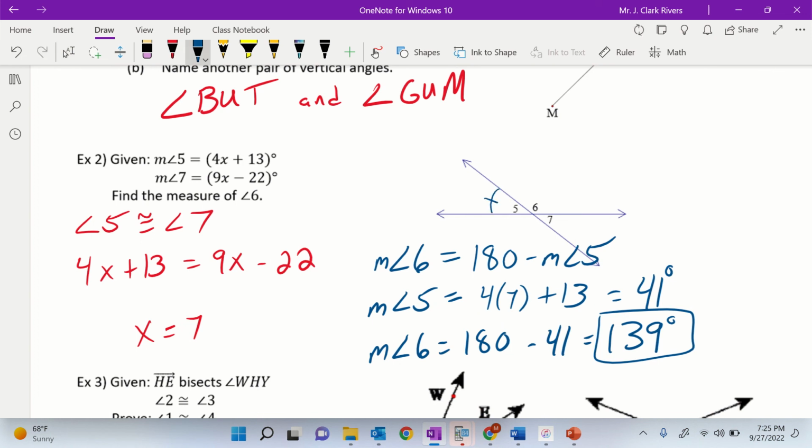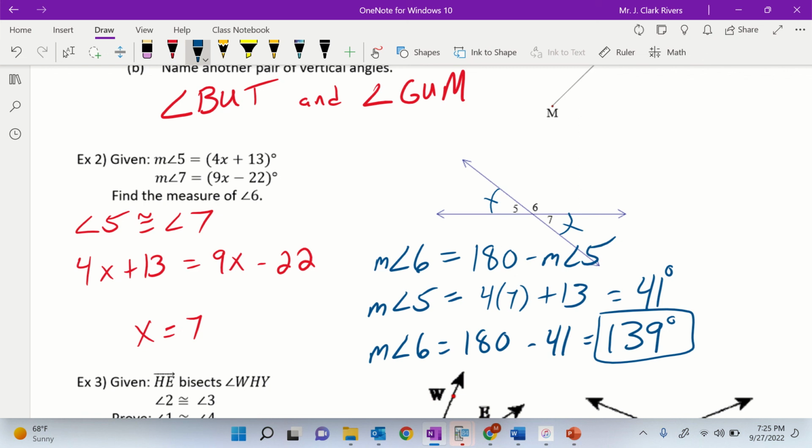And angle 7 has a measure of 9x minus 22. There's angle 7. They are congruent to each other. Find the measure of angle 6. So angle 5 is congruent to angle 7. 4x plus 13 is equal to 9x minus 22. X equals 7. Find the measure of angle 6.